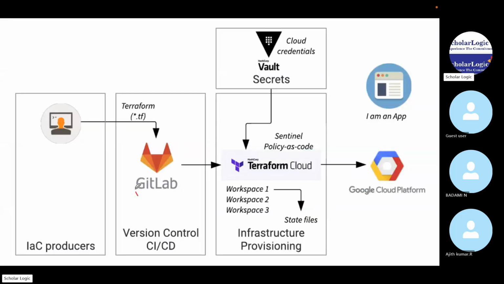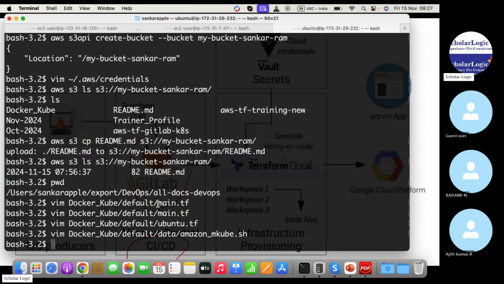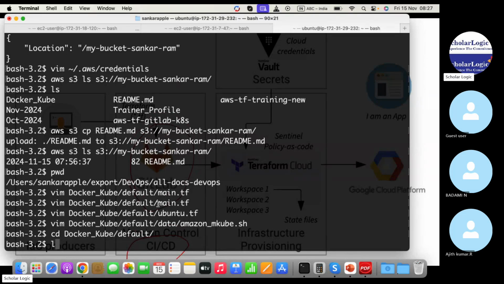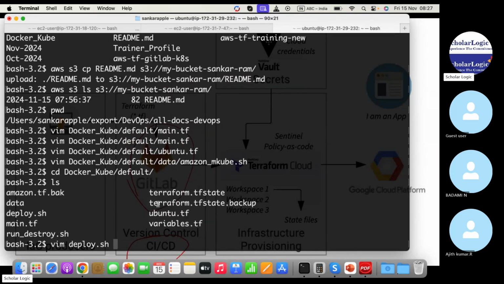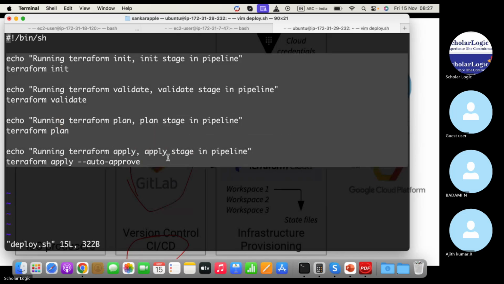So here we have GitLab in place. How do we do a CI/CD? The same stuff that we do manually. What do we actually do when we want to create the resources? You have any idea? We are running the deploy.sh, right? Tell me you have understood. Sorry, Badami, tell me.